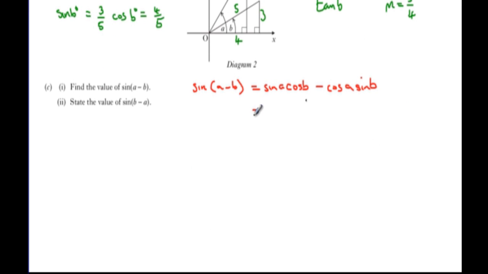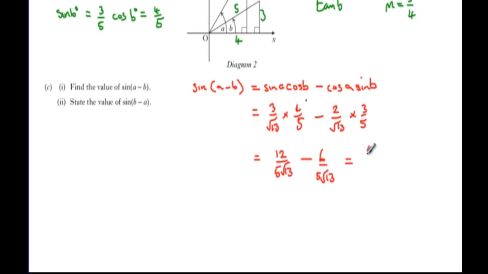Now sine A is 3 over root 13 times cos B, which is 4 over 5, minus cos A, which is 2 over root 13, times sine B, which is 3 over 5. 3 times 4 is 12 over 5 root 13. Minus 2 3s are 6 over 5 root 13. Subtracting the two fractions gives us 6 over 5 root 13. So this is the value of sine of A minus B.